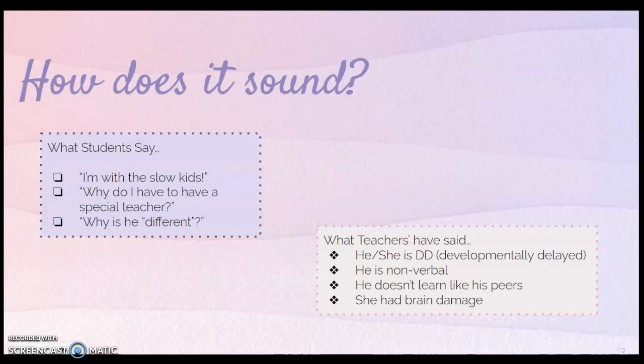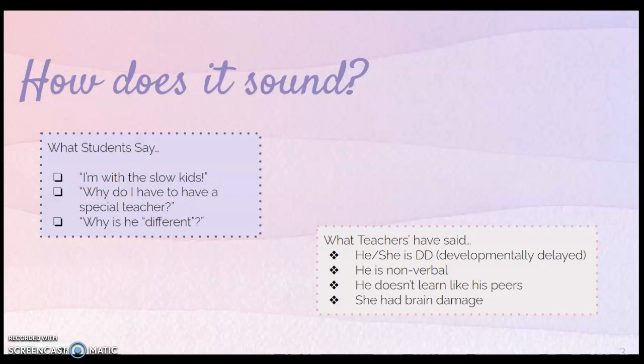And so oftentimes it's what he or she has is DD because coming in from preschool, sometimes that's what it says. It says DD. And then he is nonverbal. He doesn't learn like his peers. She had brain damage. We do have a student this year. Those are actual things that have been said.